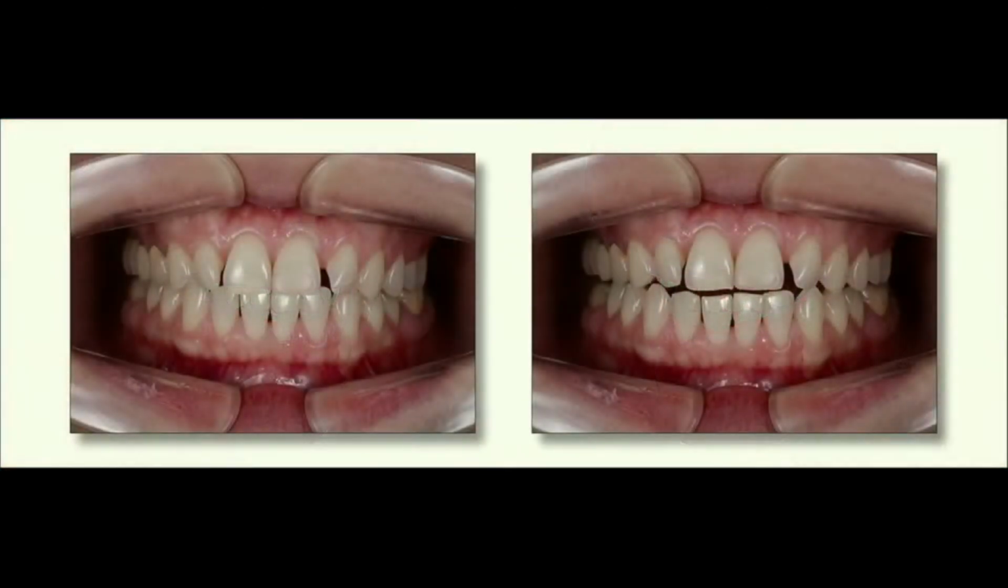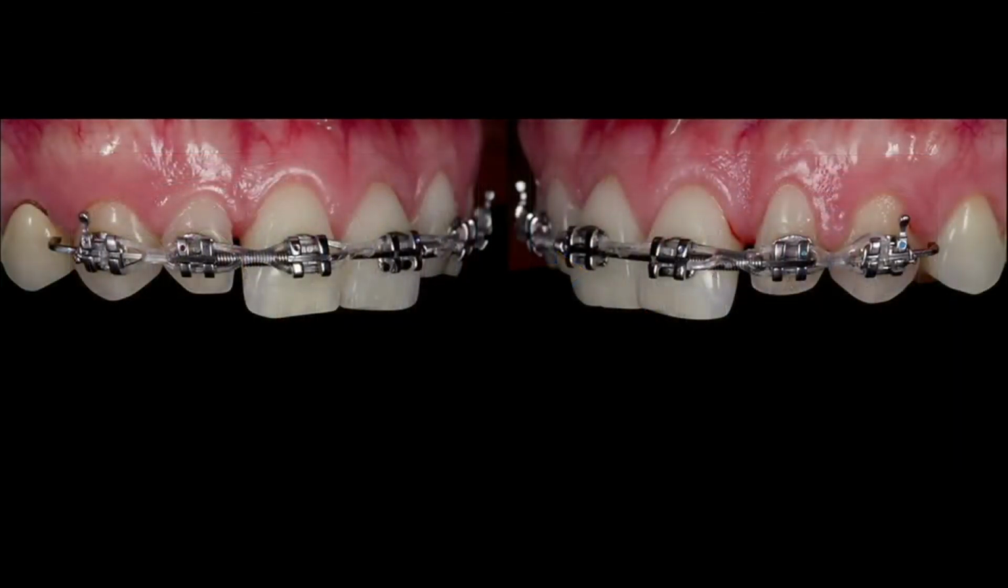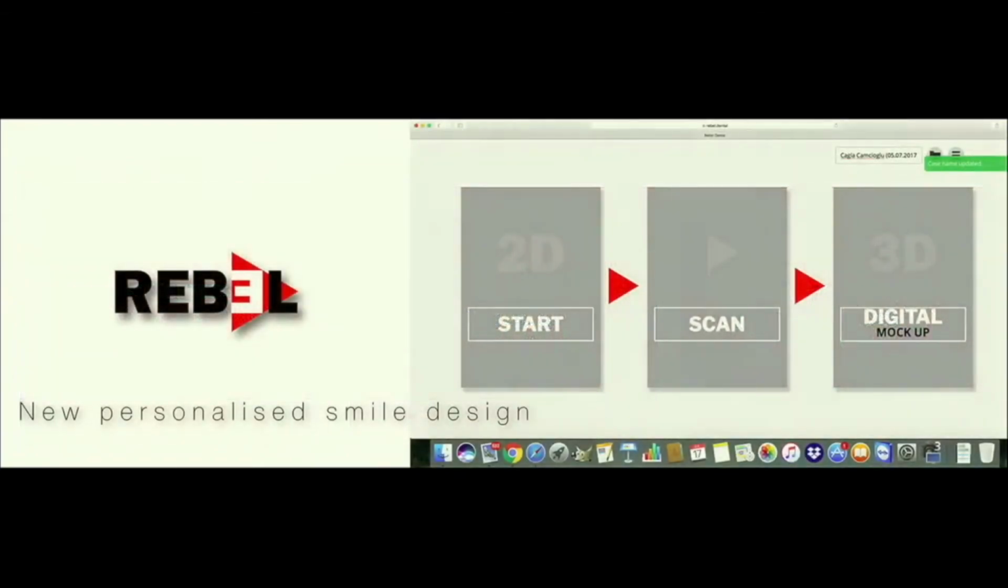And she has some issues like spacing. And the decision first was to start with ortho, bringing those lower anteriors in, uprighting the centrals, as we're coming to the end of ortho. Now we stop for a second with the centrals positioned perfectly, and we wanted to continue with Rebel.